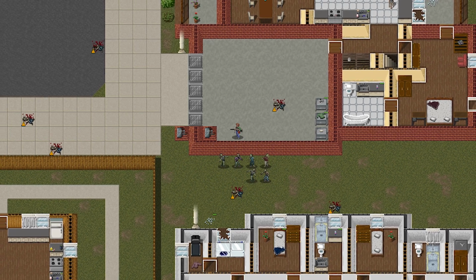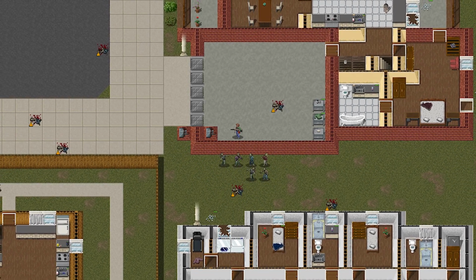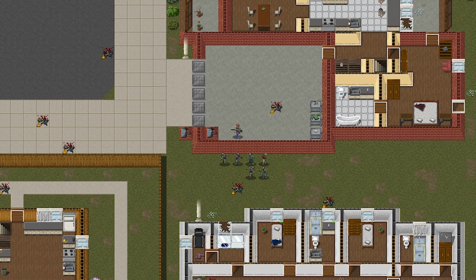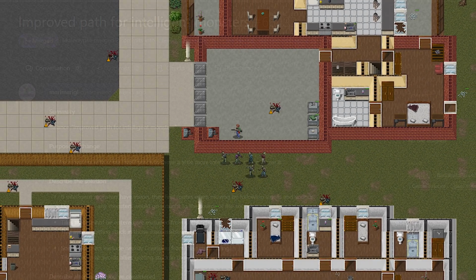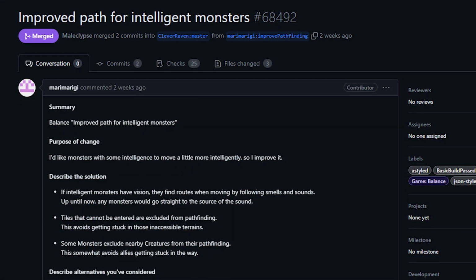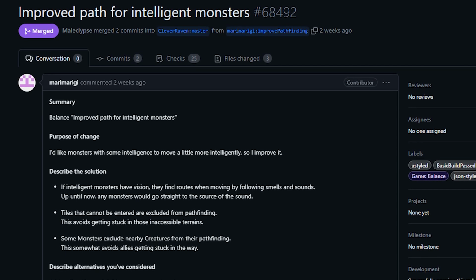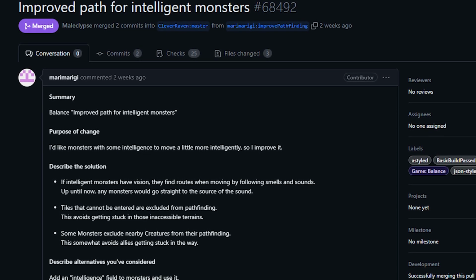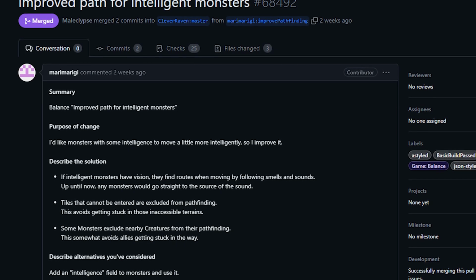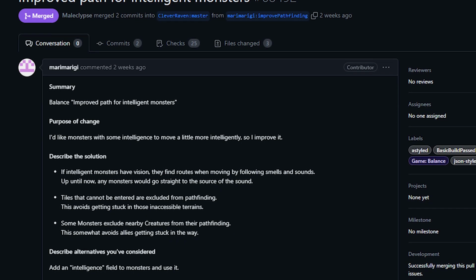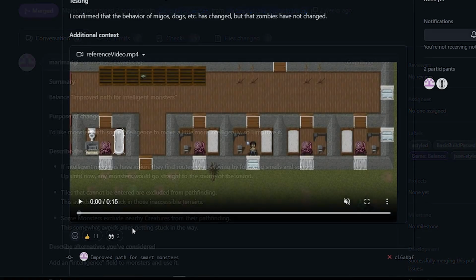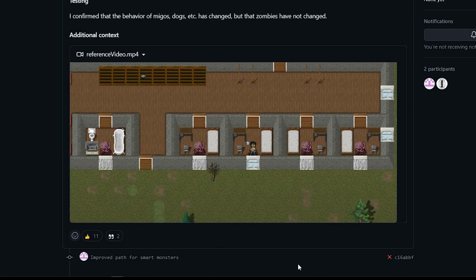And this makes sense for zombies because they're very dumb, but it doesn't really make sense for smarter enemies like ferals or Migo. I mean, not that ferals are particularly smart, but they are capable of opening doors and would probably understand that they shouldn't just walk into a wall because they heard a sound on the other side of it.